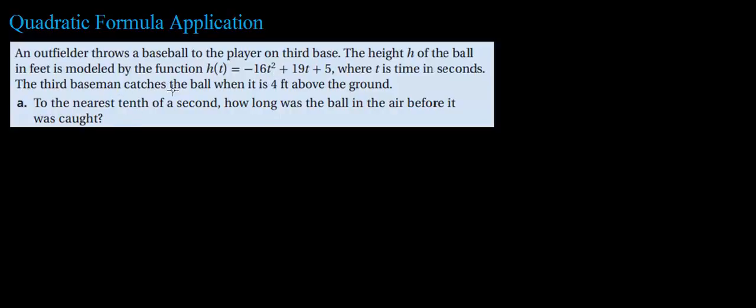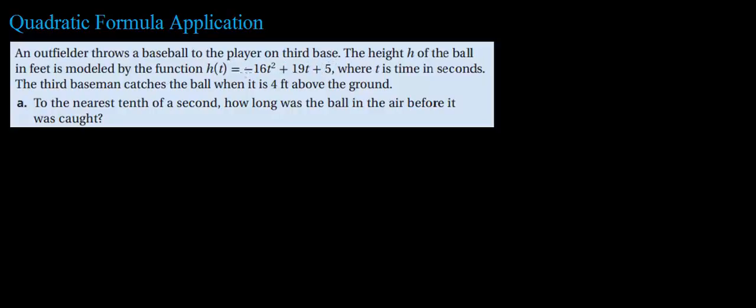The third baseman catches the ball when it is 4 feet above the ground. The question is, to the nearest tenth of a second, how long was the ball in the air before it was caught? So let's imagine that we're throwing a ball to the third baseman. Whenever we throw a ball, whenever we kick a soccer ball, whenever we shoot a rocket, it will have parabolic motion. In this function here, I can see it's a quadratic function.